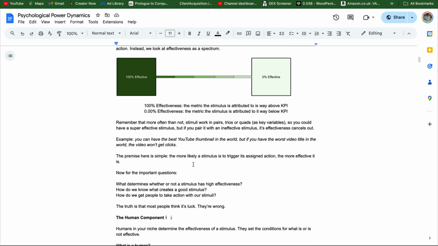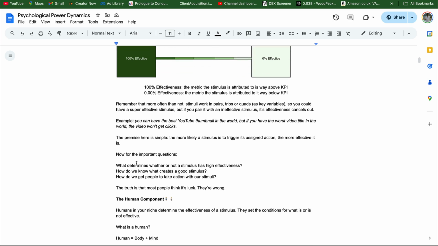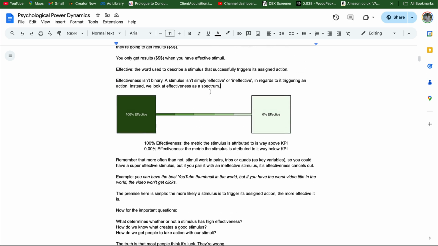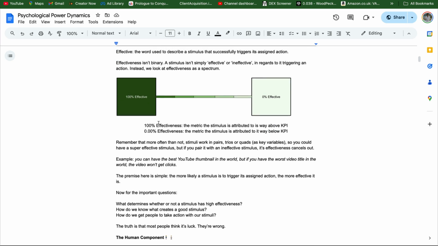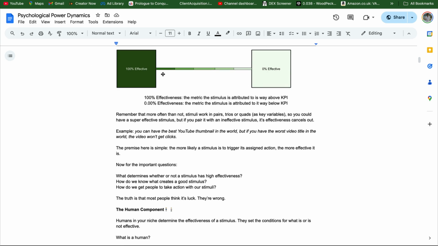And so the premise here is simple. The more likely a stimulus is to trigger its assigned action, the more effective it is, okay? So if you look at MrBeast, he's up here, right, in terms of effectiveness on thumbnails and titles, for example, okay? Whereas someone just starting out is probably closer to down here, okay? So it's not whether it's effective or not effective, it's somewhere on this spectrum.